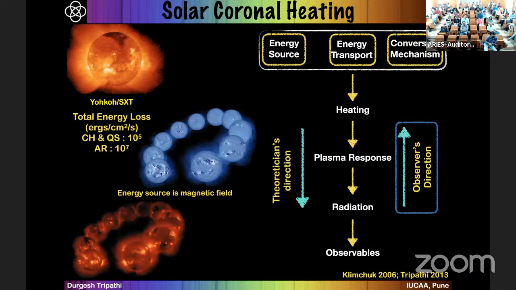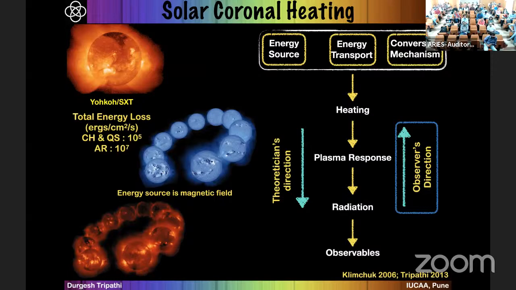We know, and I hope I've convinced you, that the energy source is nothing but magnetism, right? Because every such nice correlation you get, and you see the dynamics of the magnetic field, it has to be the magnetic field. Energy transport, there are various ways you can transport energy. It could be just like taking a rubber band and twisting: you're putting energy into it, and the twist just propagates. Or you could have waves, right?